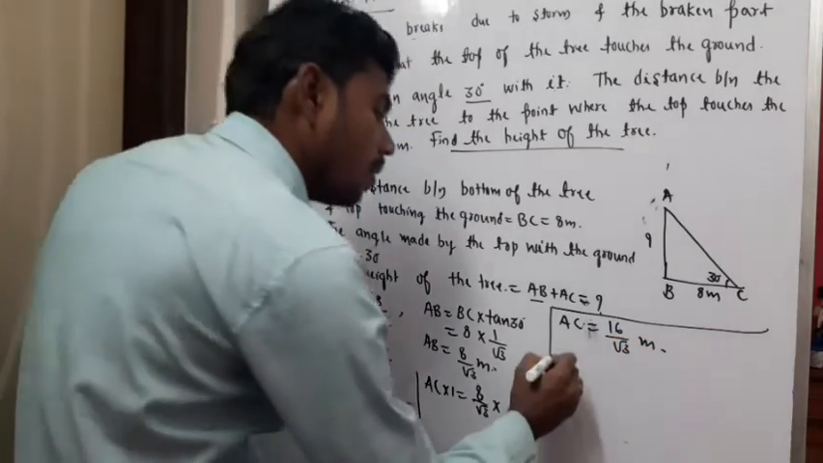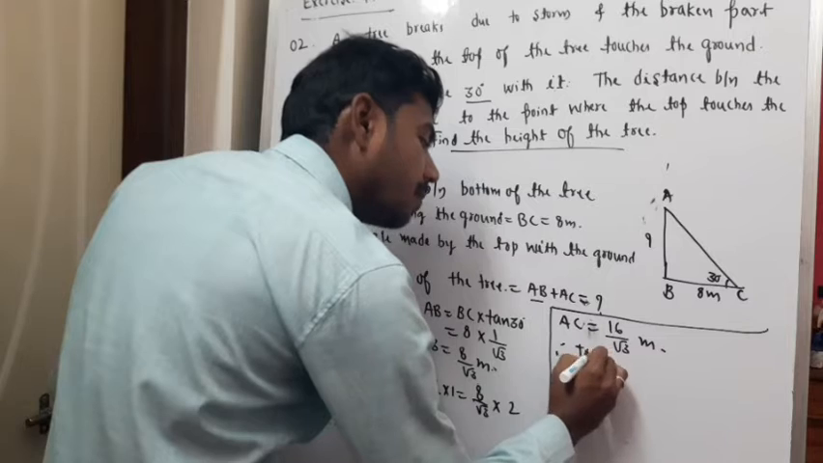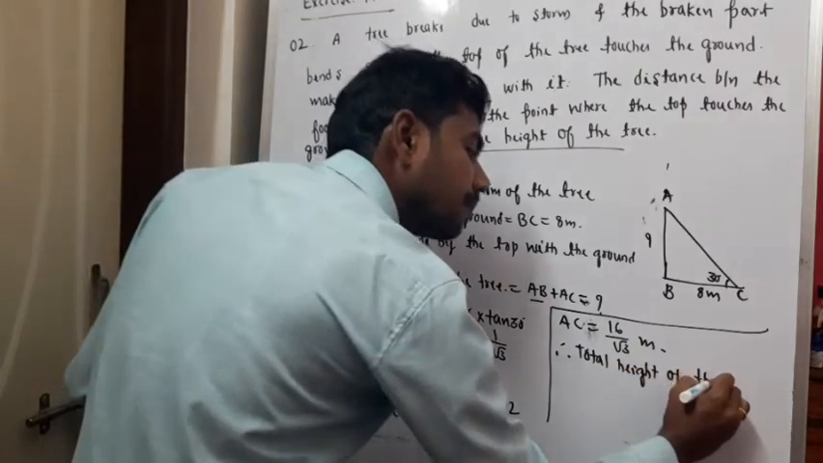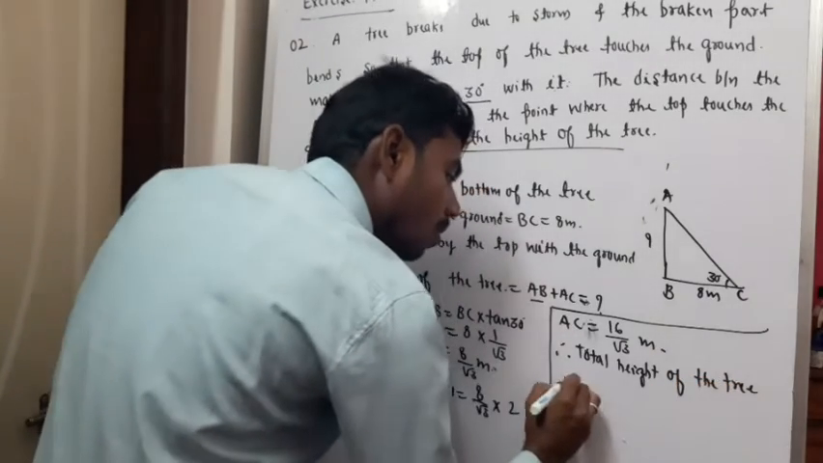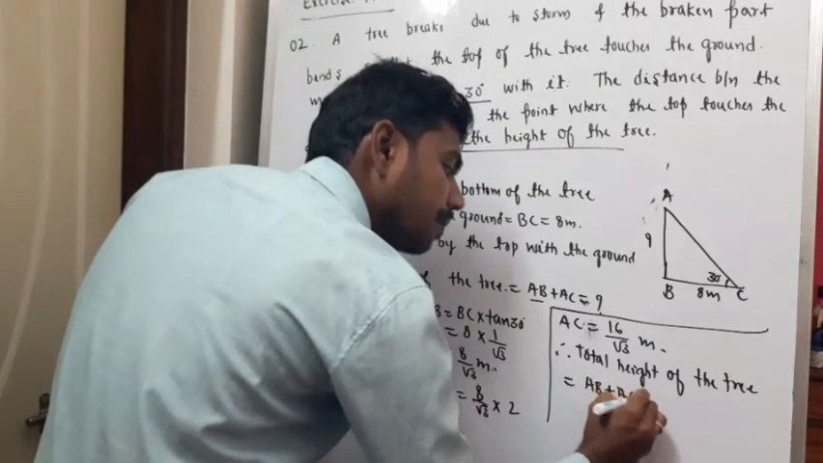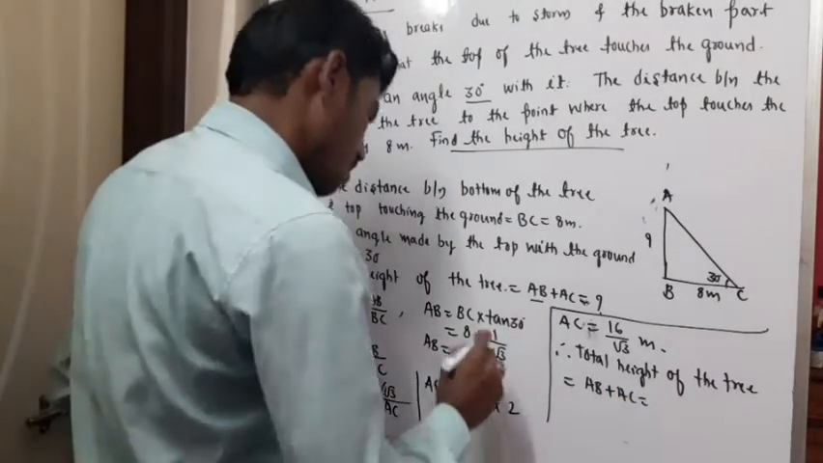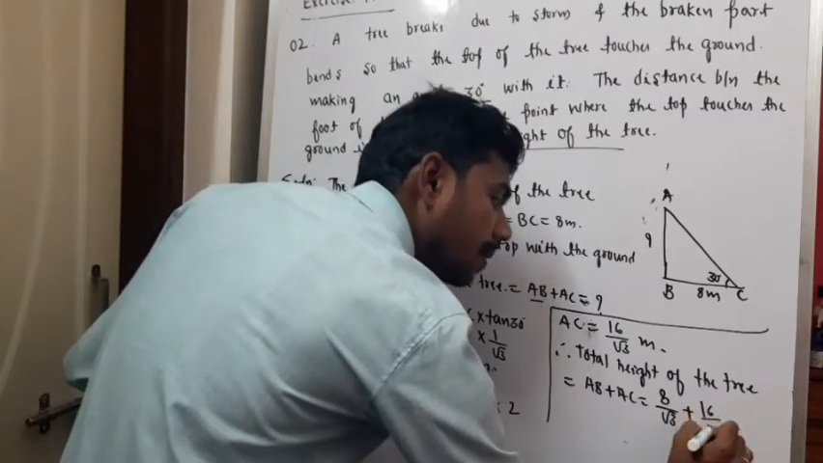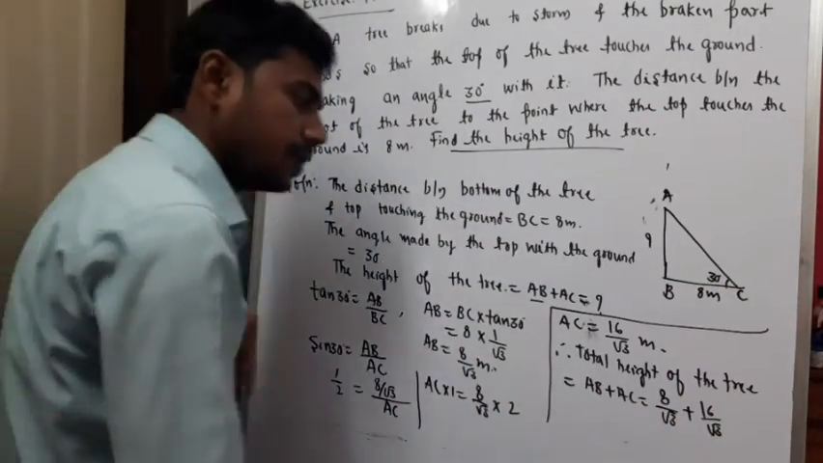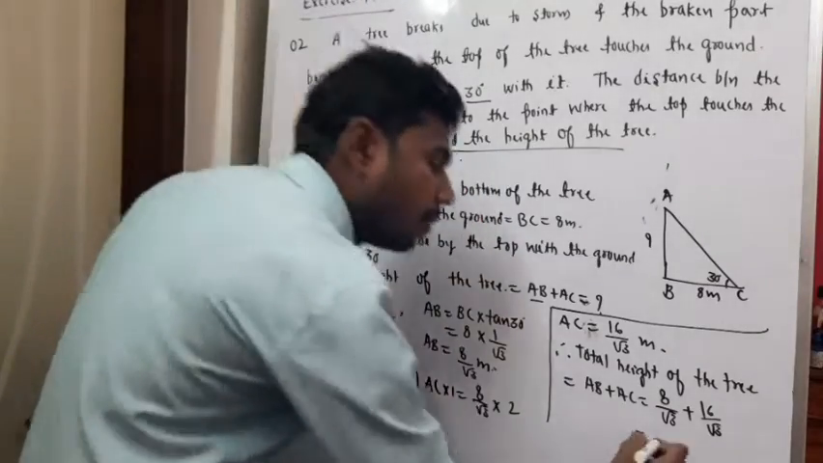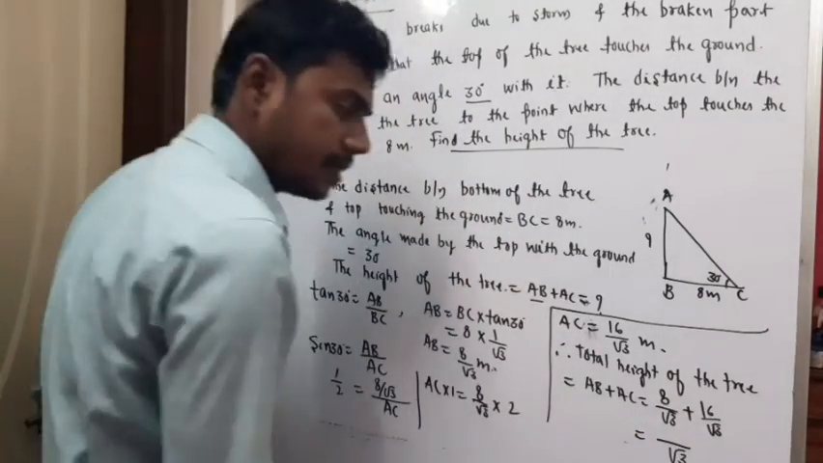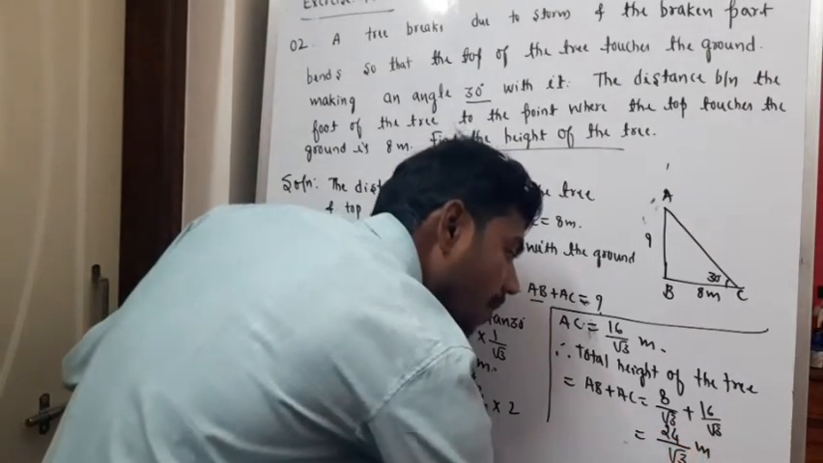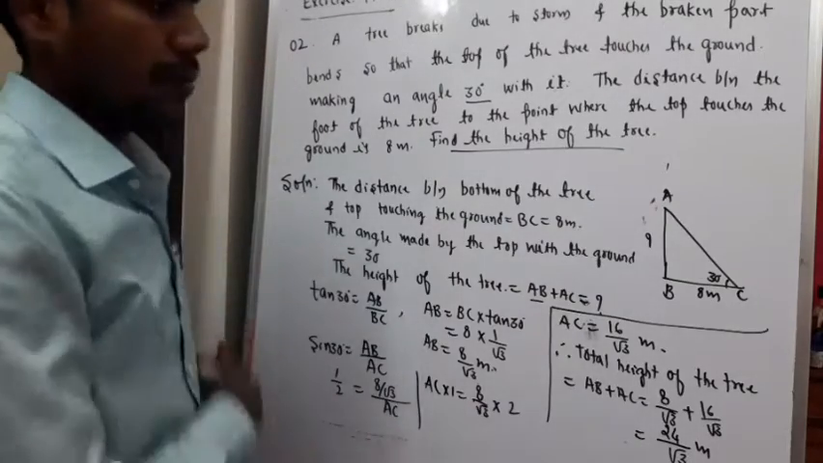Now, the total height of the tree is equal to AB plus AC, which is equal to 8 by root 3 plus 16 divided by root 3. Since the denominator is the same, write root 3 as it is. 8 plus 16 is nothing but 24. So this is the height of the tree. Please note this down.